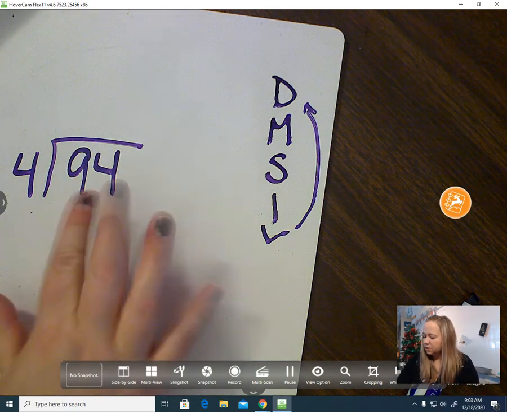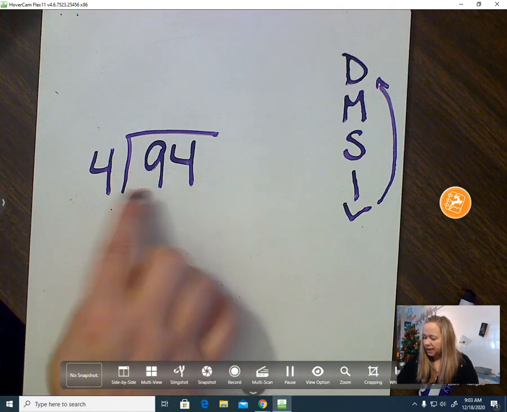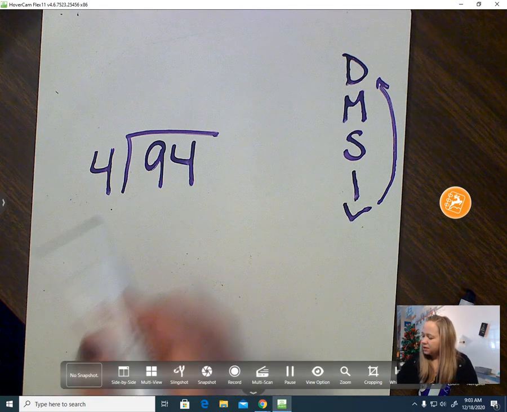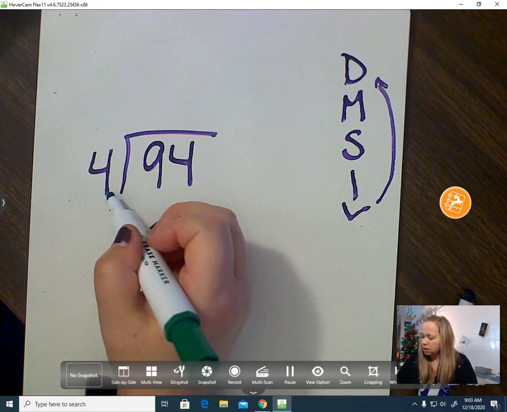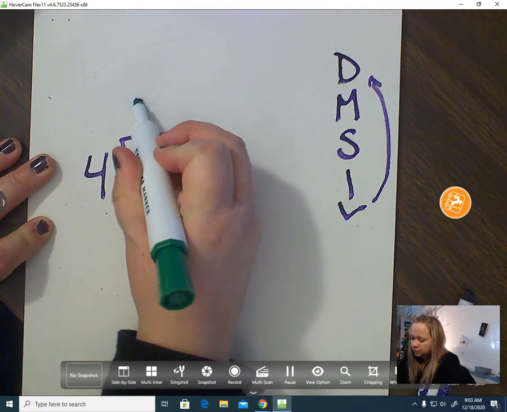Okay, so what I'm going to do is look at this first number. 9 divided by 4. Well, how many times does 4 go into 9 without going over? 4 times 1 is 4. 4 times 2 is 8. 4 times 3 is 12. Too high. Can't go over. So 2 is my best answer. So 9 divided by 4 is 2. See how I'm swinging it up?